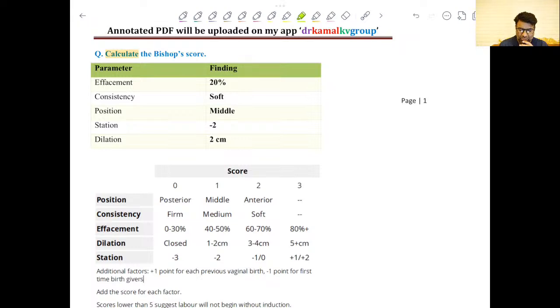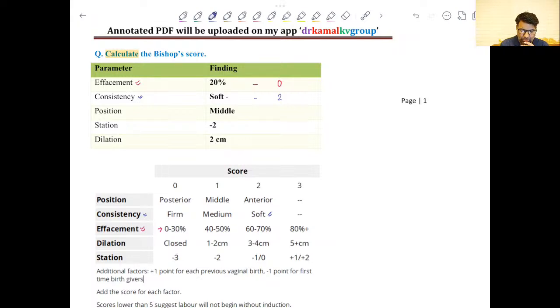Starting with the question, one of the parameters, effacement, was given as 20%. If we look at the effacement column, a 20% value will be awarded a score of 0, since 0 to 30% effacement is given a score of 0. Then coming to consistency as soft, that is a score of 2. So we will give a score of 2 here.